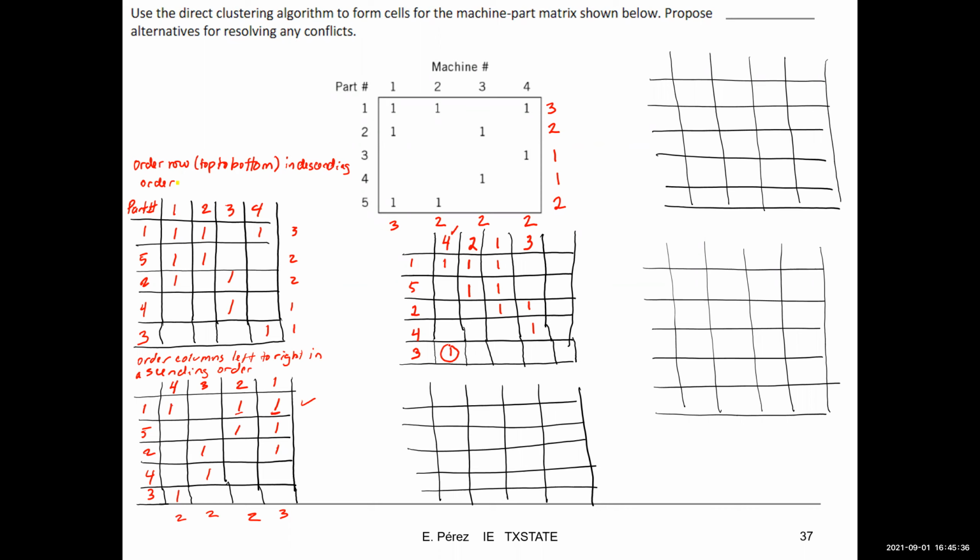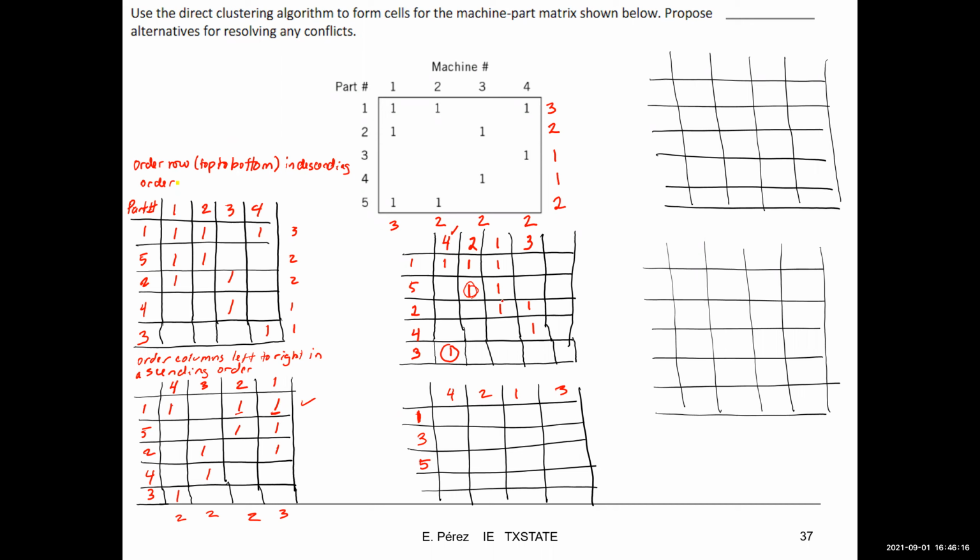Okay, so this is 4, 2, 1, and 3. Now 1 is fixed because I already have a 1 there, but 3 is going to move up. So 3 is going to be here. And then I go to the next column, 5 is going to be fixed after that. So 5 has a 1 here. So 5 is fixed, nothing else happening here.